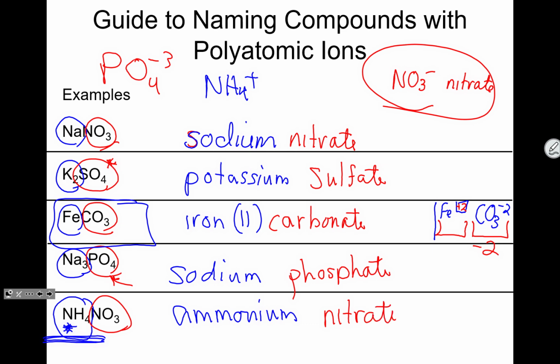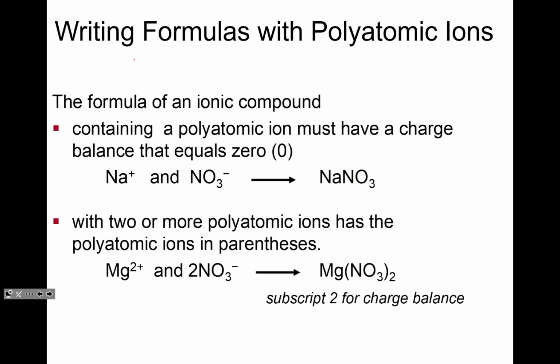Okay, so that's the guide to naming compounds with polyatomic ions. Let's go the reverse direction. If you have to write a formula with something with a polyatomic ion, what you should know is that, like in all other ionic compounds, everything is written for charge balance. So the total charge on the cations has to equal the total charge on the anions. Or you could say that the ratios of cations to anions are written for charge balance.